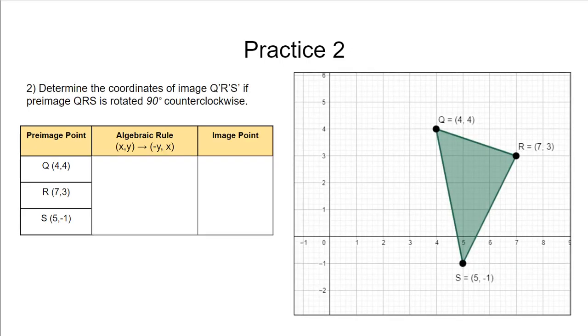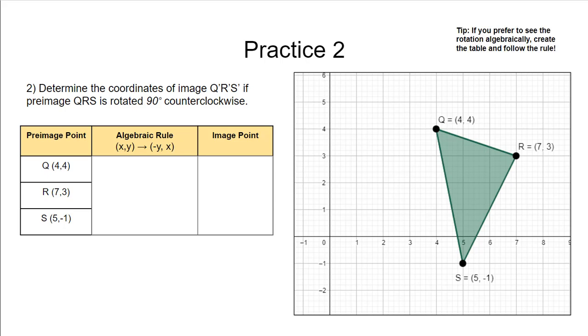Determine the coordinates of image Q', R', S' if pre-image QRS is rotated 90 degrees counterclockwise. For 90 degrees counterclockwise, the algebraic rule goes from (x, y) to (-y, x).